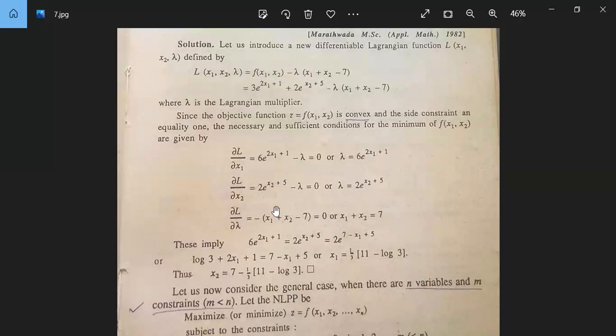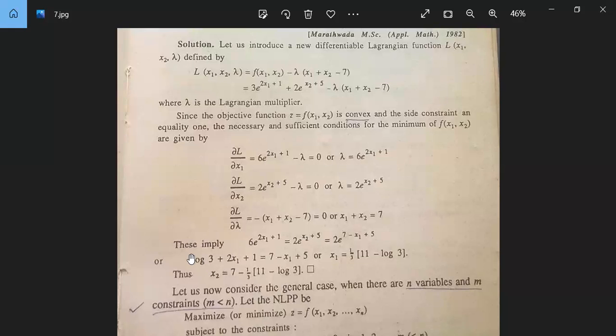Now from the first two we will get 6 e to the power (2x1 plus 1) equal to 2 e to the power x2 plus 5. So it is 2 into e to the power x2, and we put the value of x2 from here, 7 minus x1, plus 5. So this becomes 12 minus x1. So this is your 3 log 3.